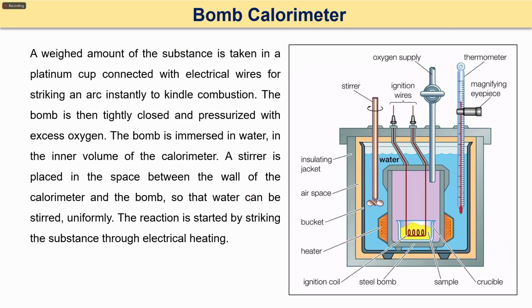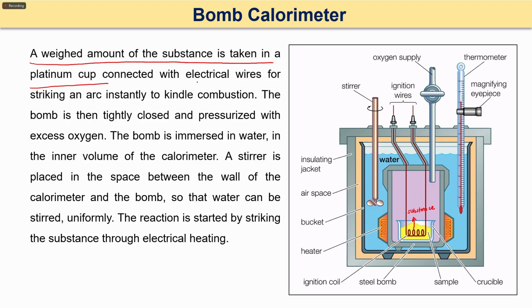So what actually happens in a bomb calorimeter is that a weighed amount of a substance is taken in a platinum cup. Okay, so this is your cup, and this is your substance. You want to measure the change in internal energy of this substance when it burns. So the combustion of this substance will produce how much heat, you want to calculate.